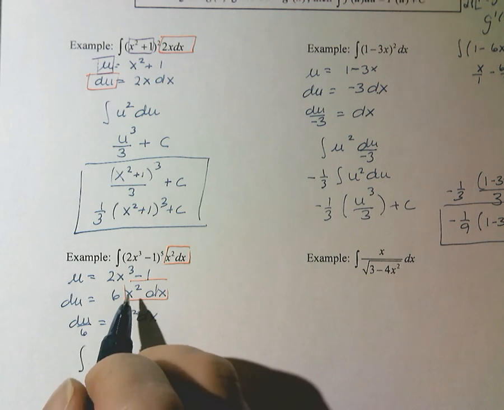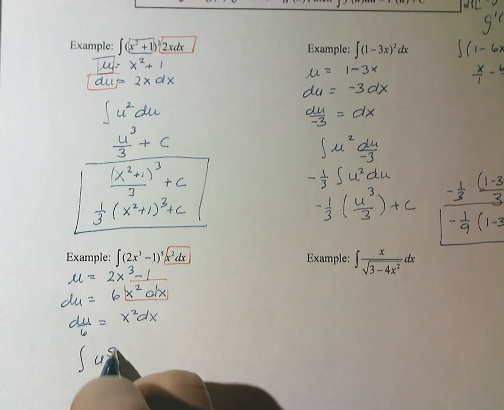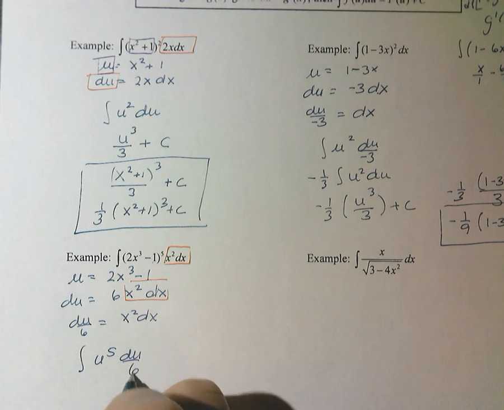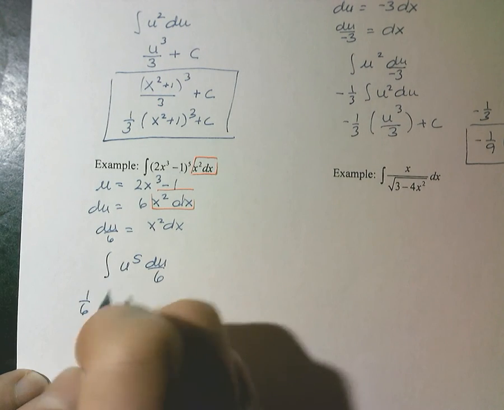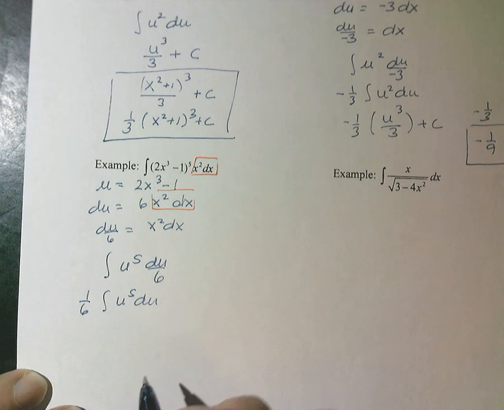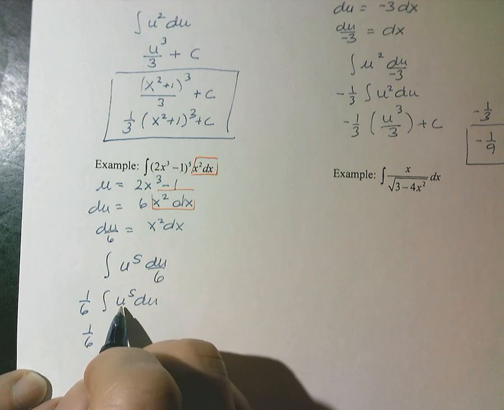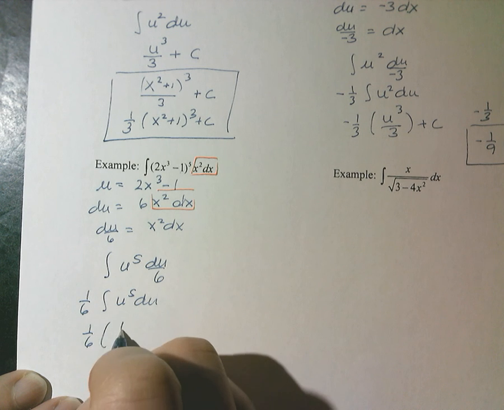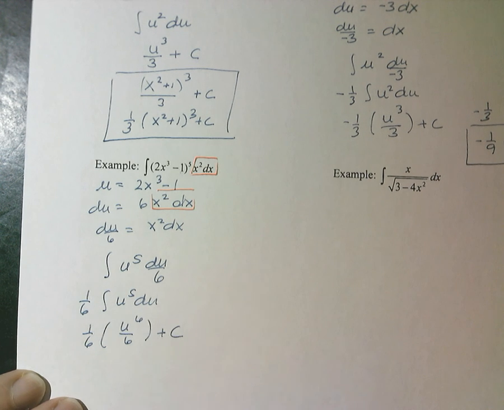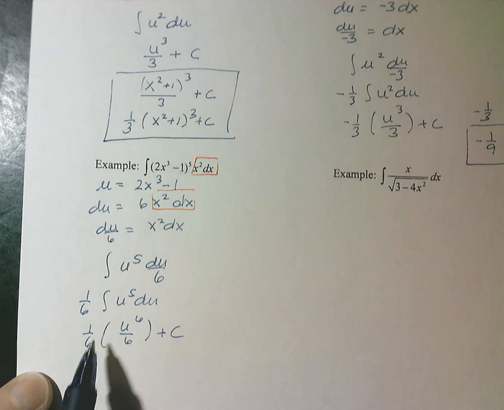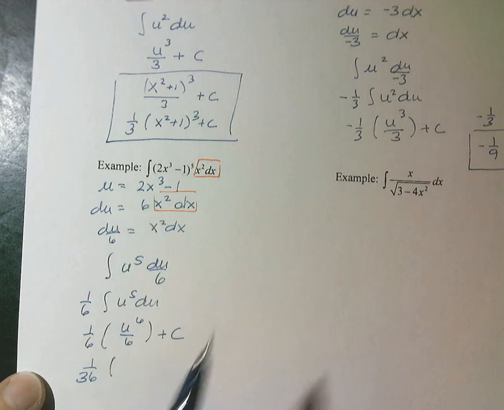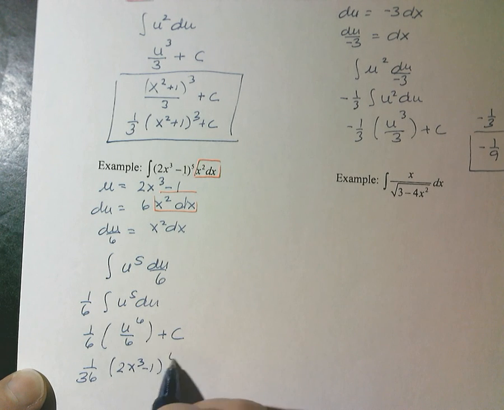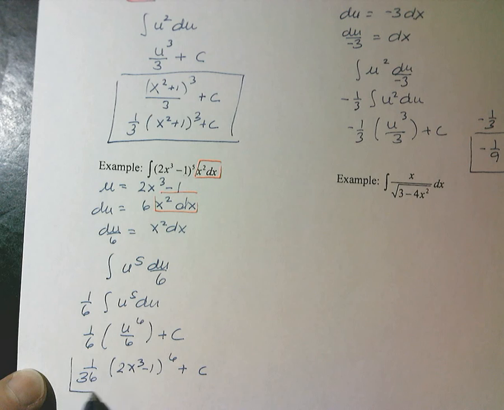So then my integral becomes u to the 5th power du over 6. I'm just going to write this as 1/6 integral of u to the 5th du. U to the 5th, when I integrate it, is going to be u to the 6th divided by 6 plus c. So I'm going to bring that 6 out here and multiply. I get 1 over 36. Replace u with this 2x cubed minus 1 to the 6th power, and then plus c.